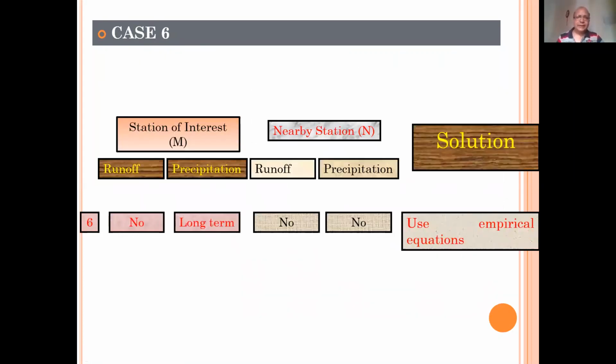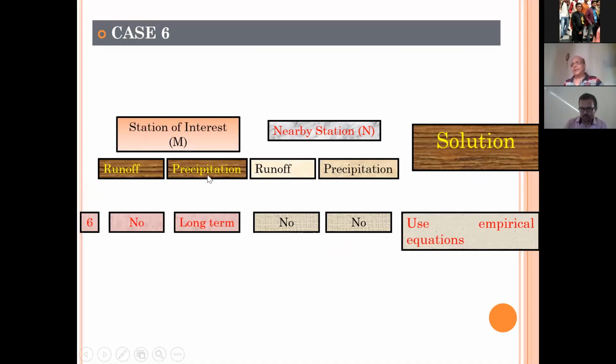In case 6, what is there? We don't have any data of nearby site, but we don't have any runoff, but we have long-term precipitation for our site. Then what we can do? We can use some empirical equations or rainfall runoff models. With the help of these models or empirical equations, we can determine runoff. Most of the time, these situations also occur in the field.